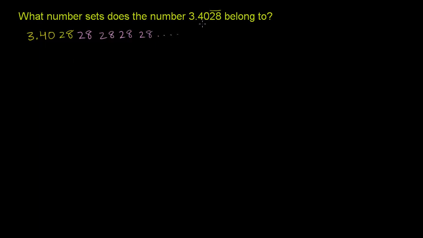Now let's think about what number sets it belongs to. The broadest number set we've dealt with so far is the real numbers, and this definitely belongs to the real numbers. The real numbers is essentially the entire number line that we're used to using. And 3.4028 repeating sits someplace over here. If this is -1, this is 0, 1, 2, 3, 4. It's a little bit more than 3.4, a little bit less than 3.41. It would sit right over there. So it definitely sits on the number line. It's a real number.